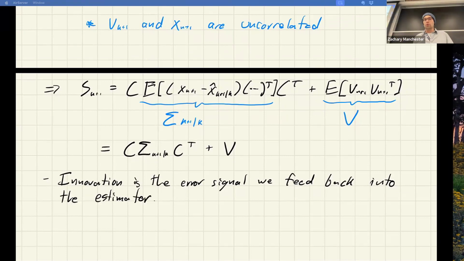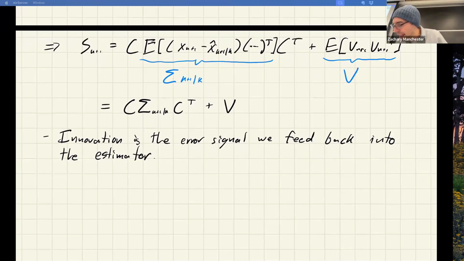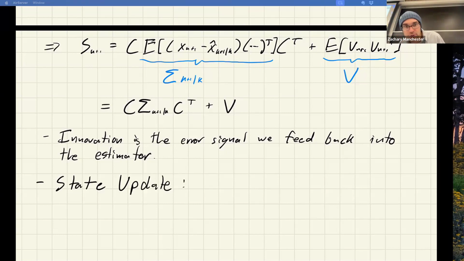All right, cool. So that is the innovation. And now that we've got this stuff defined, we can write down the state update, the measurement update, based on those things, and the fact that it's linear. It's just doing linear feedback on that innovation. So here's what that looks like.